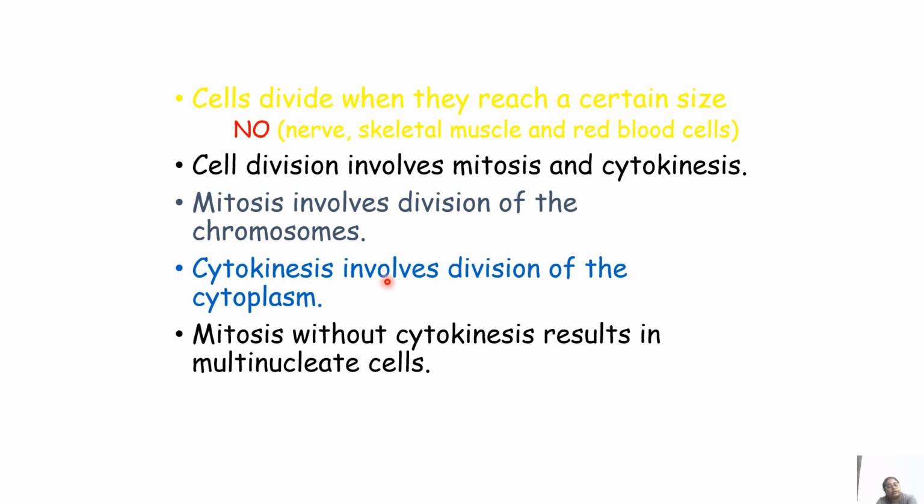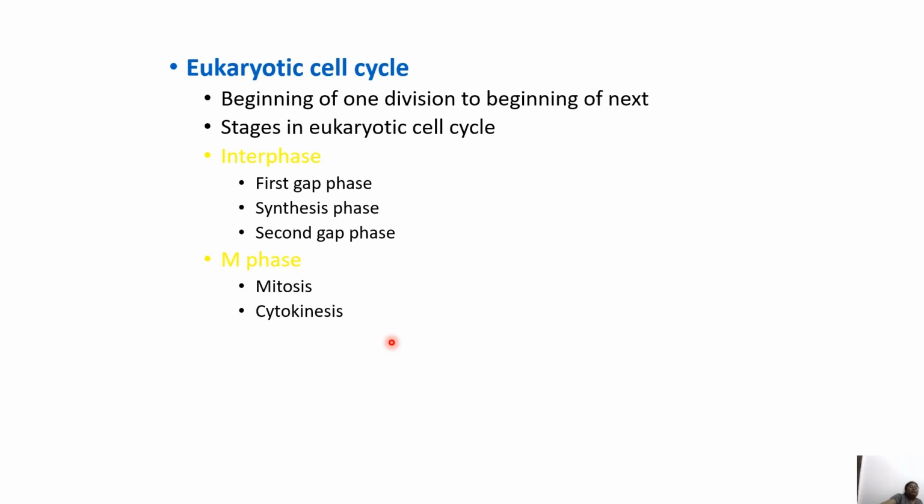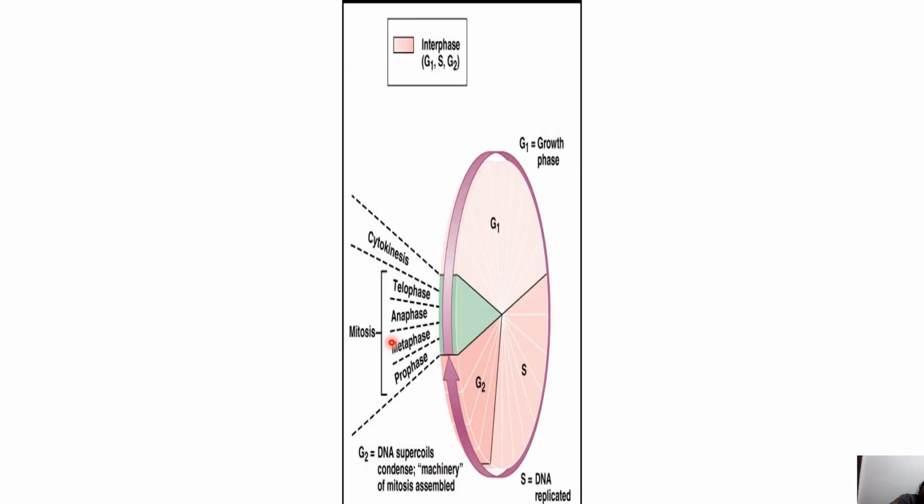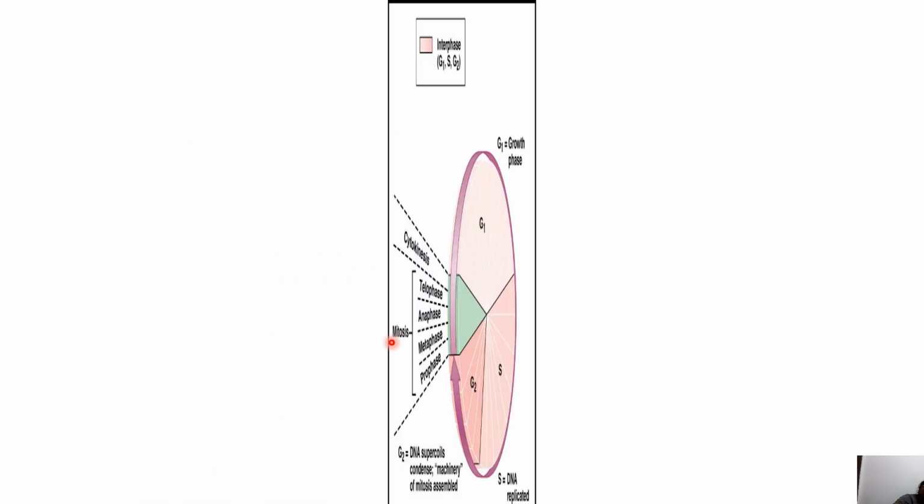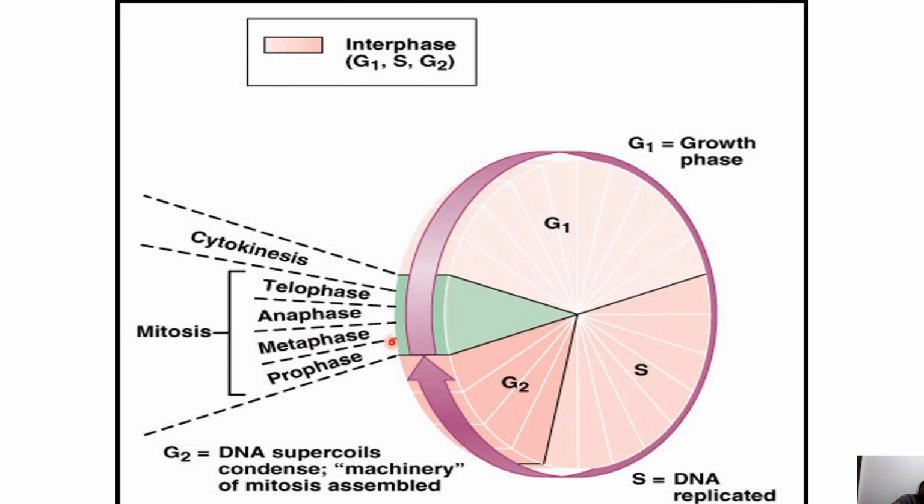So mitosis without cytokinesis can result in multinucleate cells. So if you imagine the nucleus is divided but the cytokinesis is not happening, that will lead to one cell with multiple nuclei, right? Then the eukaryotic cell cycle is from the beginning of one division to the beginning of the next. In the eukaryotic cell cycle, interphase is first gap phase, synthesis phase, second gap phase, and M phase is mitosis and cytokinesis. This is the schematic of the cell cycle. You can see over here.